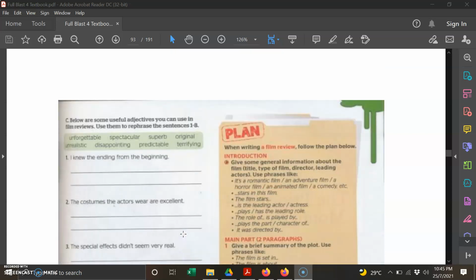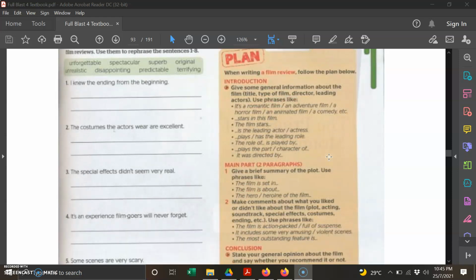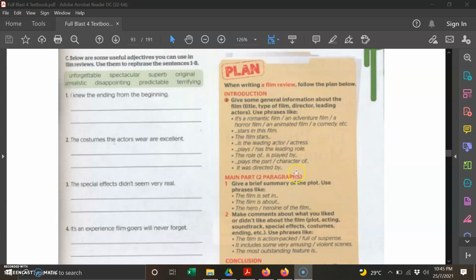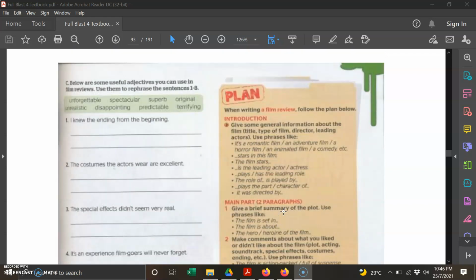Now, let's take a look at the plan. How to write a movie review. So when writing a film review, follow the plan below. So you have to follow this guideline when you write your movie review later. So there are how many paragraphs altogether? 4 paragraphs. 1 introductory paragraph, 2 content paragraphs, and 1 closing paragraph. So there are 4 paragraphs altogether.